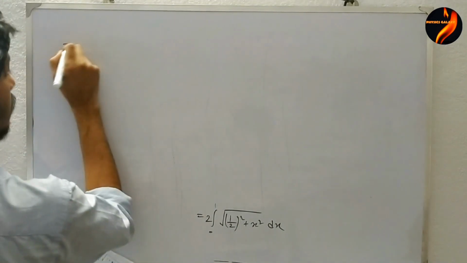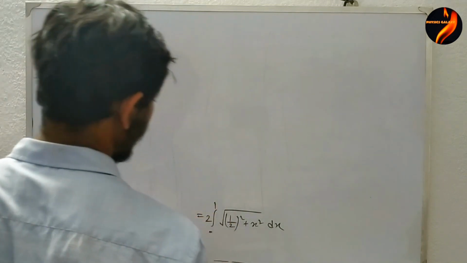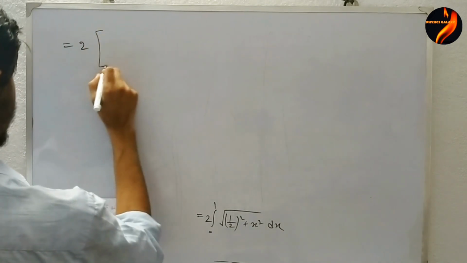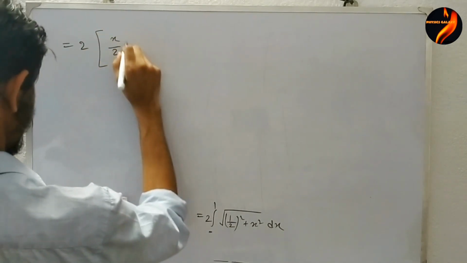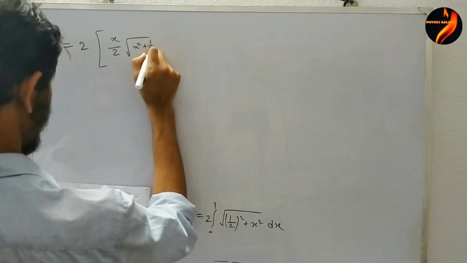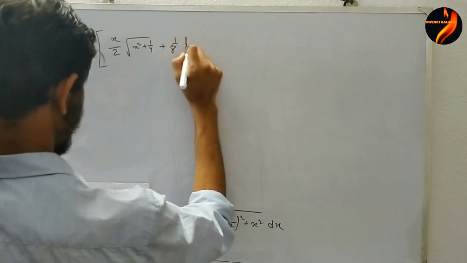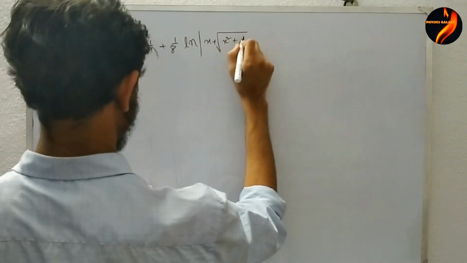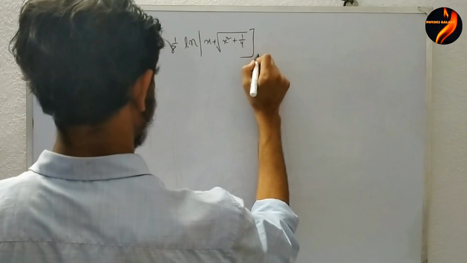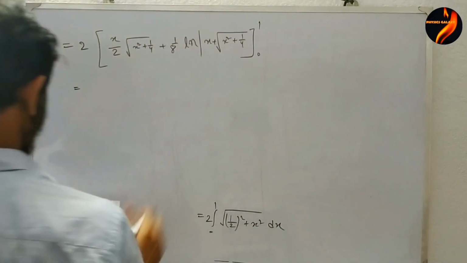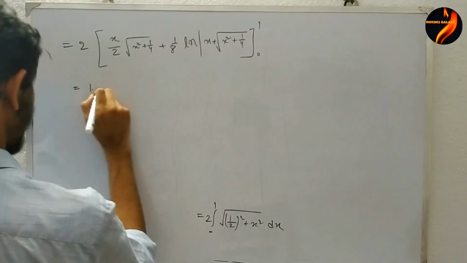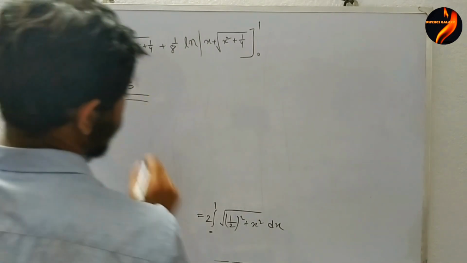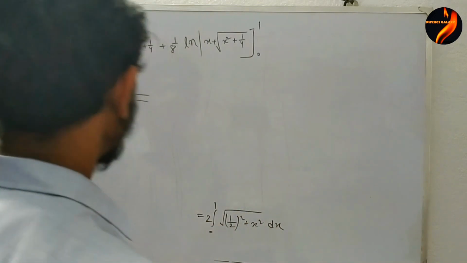And then applying this formula for this integration, we get 2 times x by 2 root over x square plus 1 by 4, plus 1 by 8 ln of x plus root over x square plus 1 by 4, from 0 to 1, and then after calculating this we get 1.47885. So this is the length of this curve.